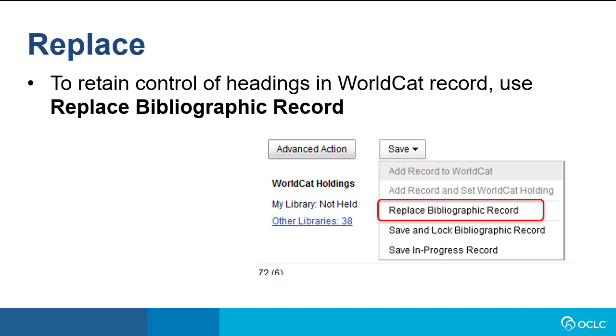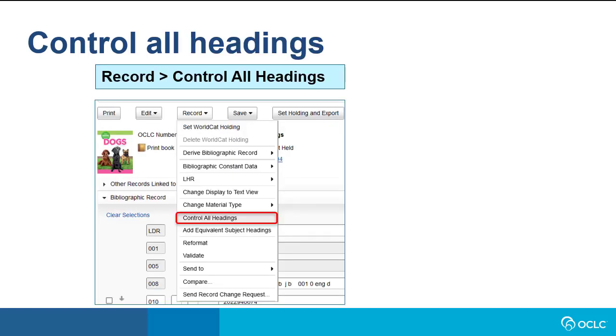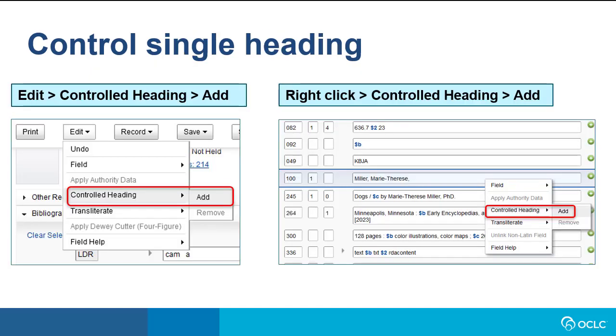When viewing a bibliographic record, you'll find Replace on the Save menu. For more information on Replace, see Guidelines for Experts and Chapter 5 of Bibliographic Formats and Standards. In Record Manager Fundamentals, you can use Control All headings, which you'll find on the Record menu. But at times, you may also need to control a single heading.